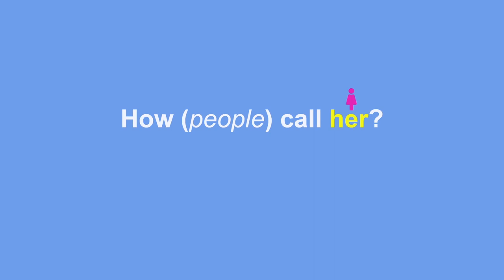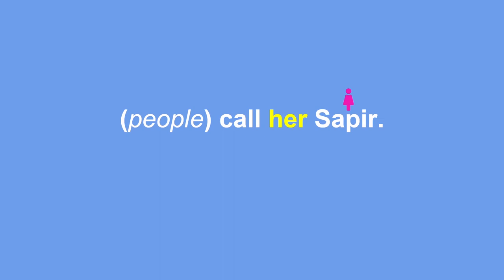How people call her? What's her name? Ech koraim la? People call her Sapir. Her name is Sapir. Koraim la Sapir.